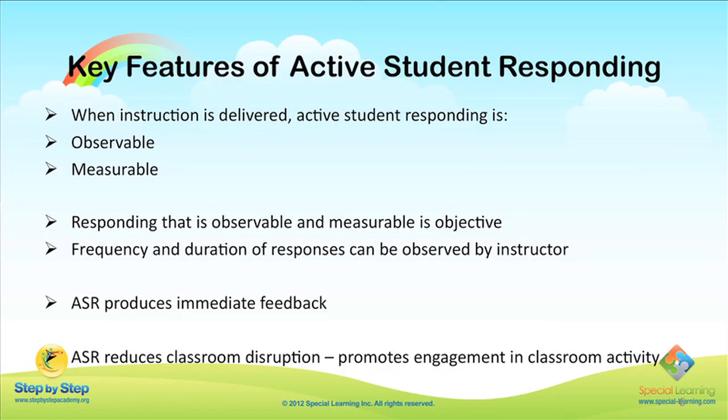Some key features of active student responding. When instruction is delivered, active student responding is observable and measurable. You can see that learning and you can see that interaction is taking place. Responding that's observable and measurable is thereby objective. You can measure the frequency of responding, you can measure how long the students are responding, and that can be graphed and measured, and you can see that change.